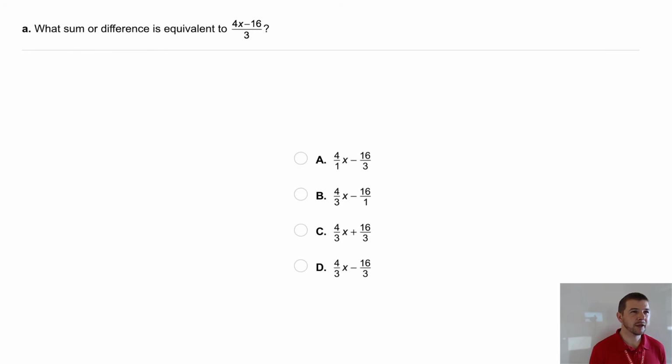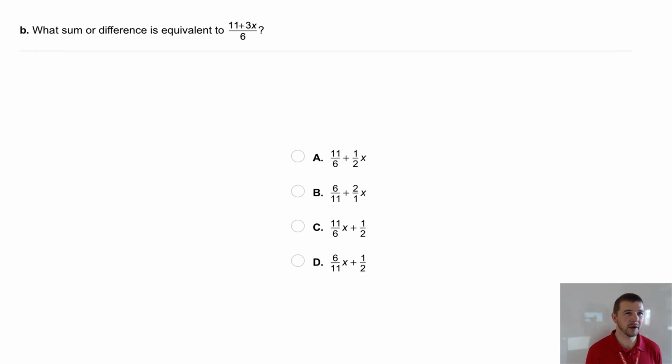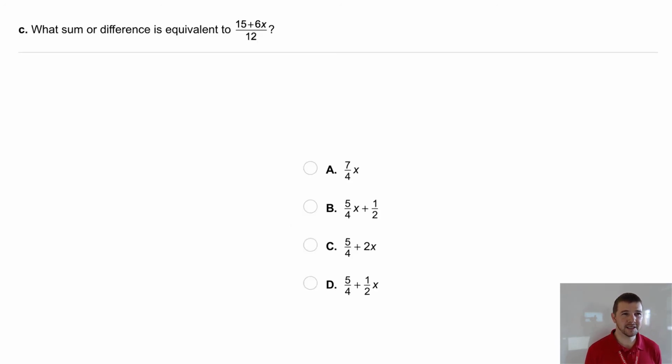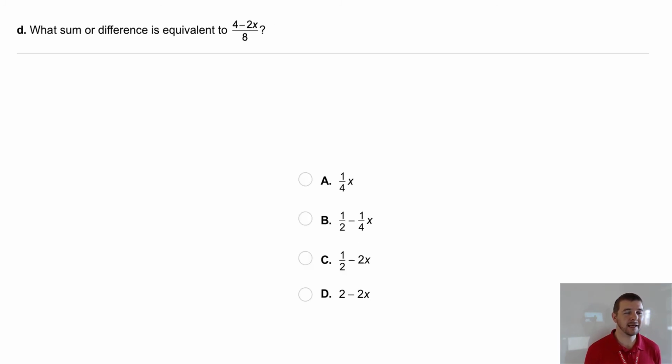Your turn. Part A. What sum or difference is equivalent to (4x minus 16) over 3? Part B, how about (11 plus 3x) over 6? Part C, (15 plus 6x) over 12? And part D, what sum or difference is equivalent to (4 minus 2x) over 8?